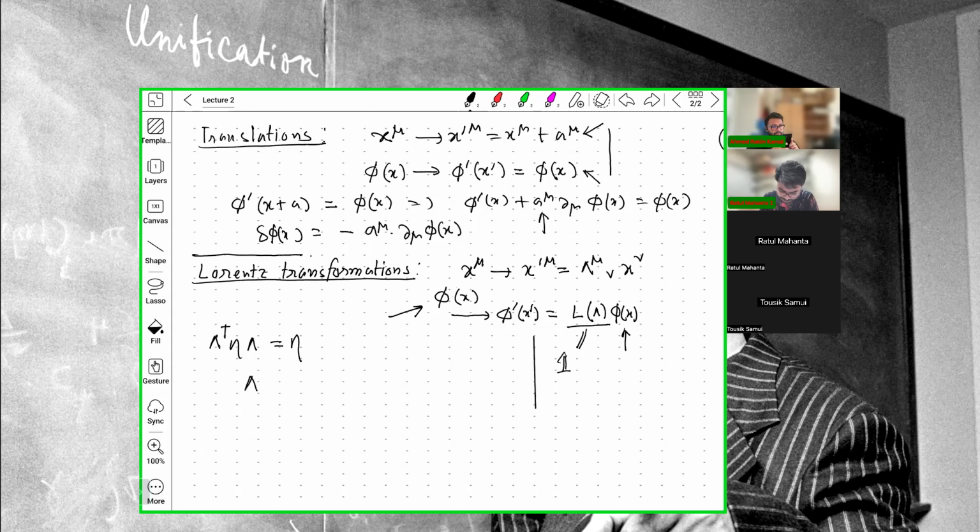this eta mu nu is nothing but something connected to identity. So basically, you will be changing slightly from the identity matrix by some set of parameters omega mu nu. So if you plug this in, you will see that at linear order, this set of parameters has some property. So let me do it here. So this relation tells that eta mu nu lambda mu rho lambda nu sigma equals eta rho sigma.